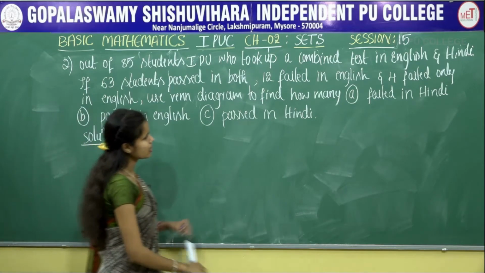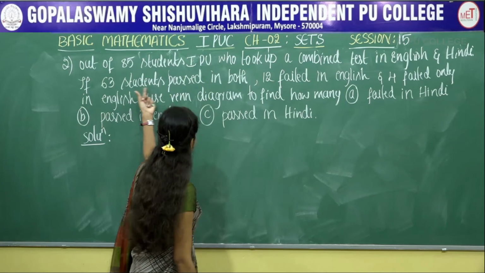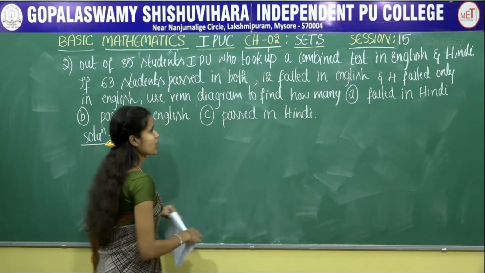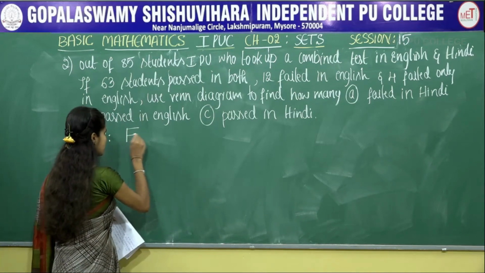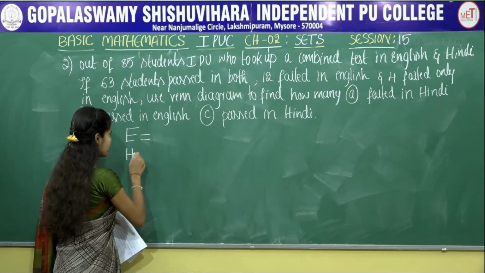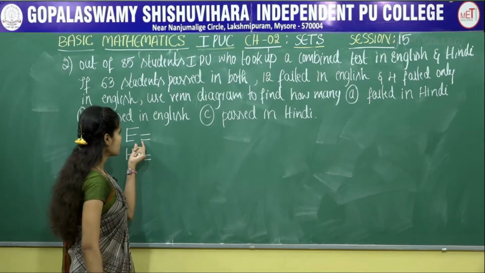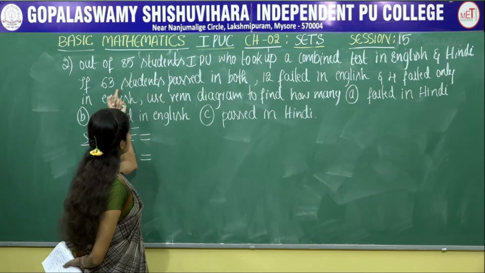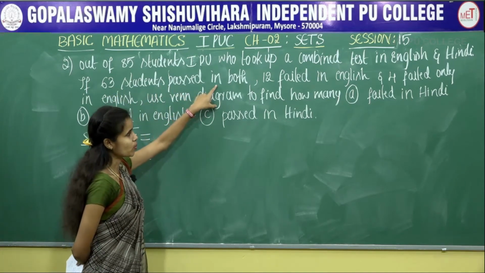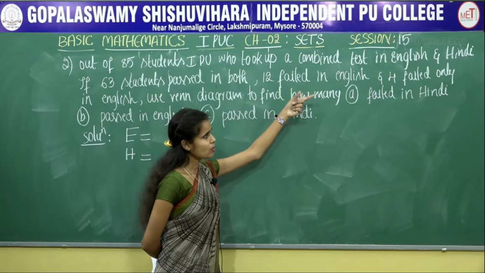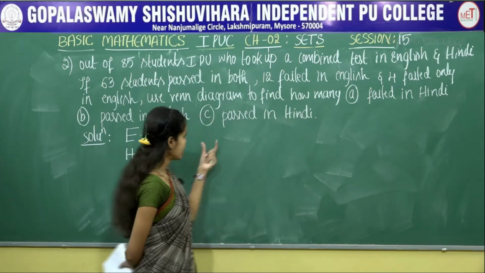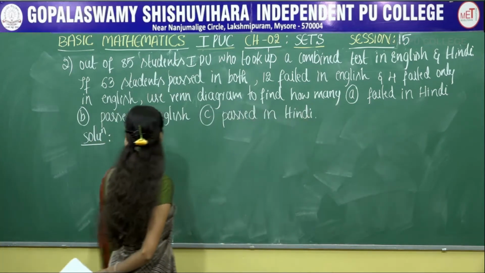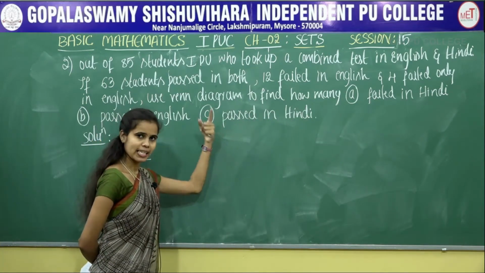Okay, here observe, given some students passed. Here we have two subjects, one is English, another one is Hindi. So I denote sets by E and H, but here describe what is E. E represents passed students or failed students. Here given 63 students passed in both, 12 failed in English, 4 failed only in English. Here also we want to find out failed students in Hindi, passed students in English, passed students in Hindi.